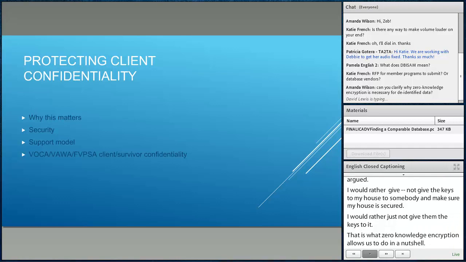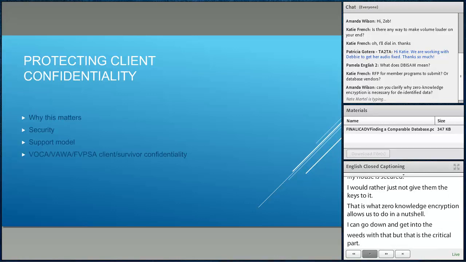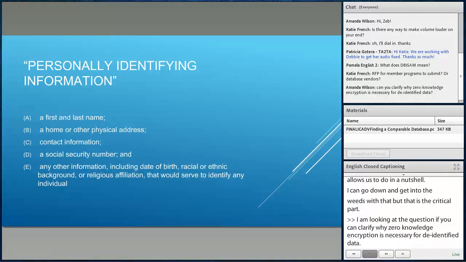Looking at one question here: clarify why zero-knowledge encryption is necessary for de-identified data. Information in our database is not de-identified. There's still information in there that our advocates use to actually do their job. First name, last name, home, contact information. We don't do social security numbers.